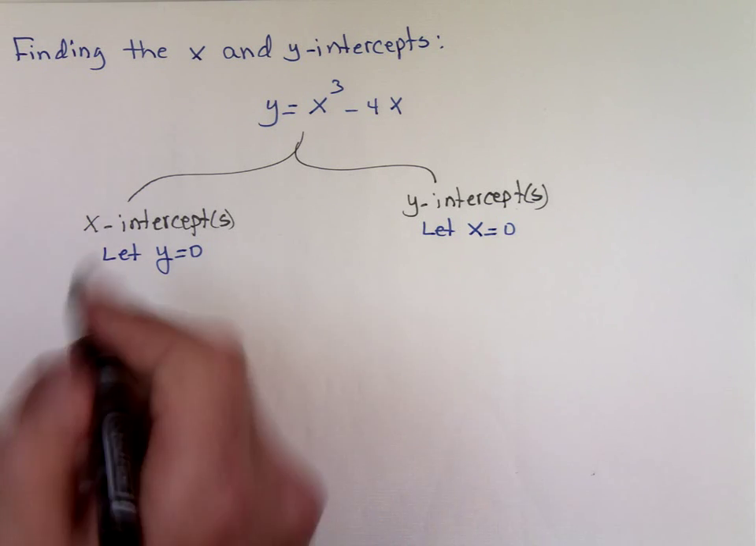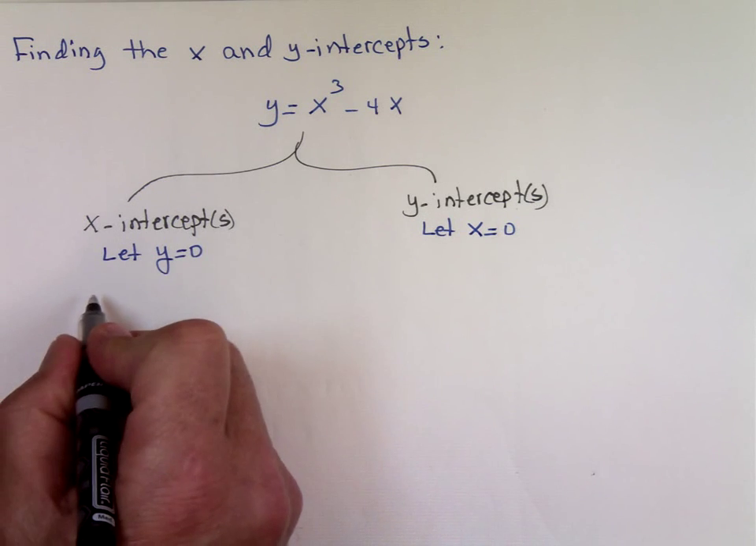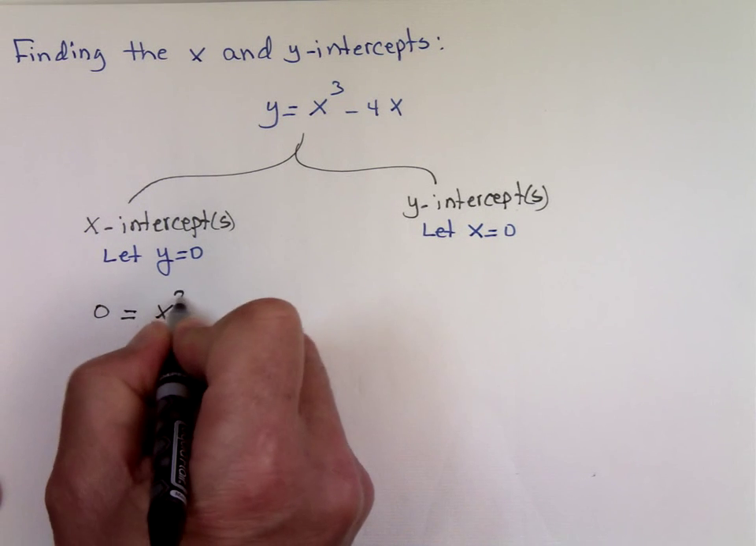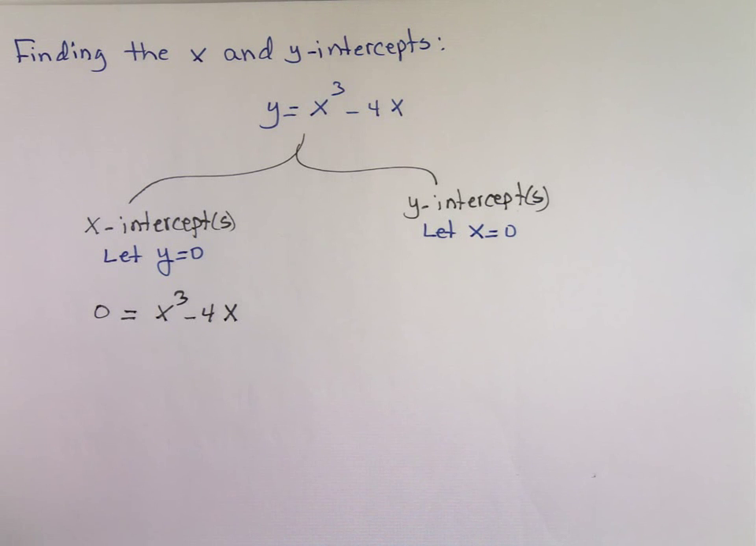So the x-intercept, you let y be 0. You have 0 equals x cubed minus 4x. How do you solve this one? Remember how we solve it? We factor.